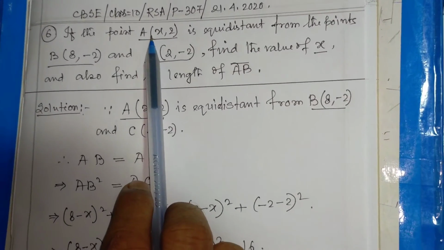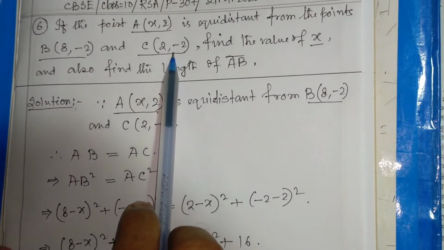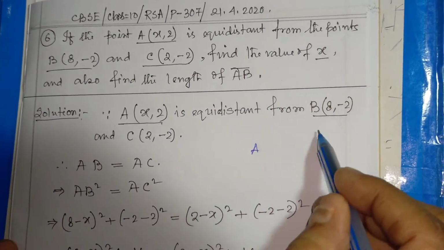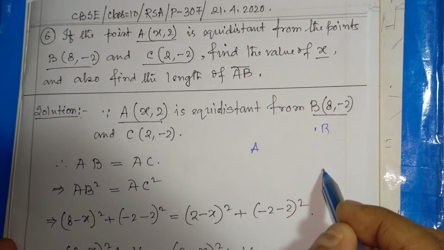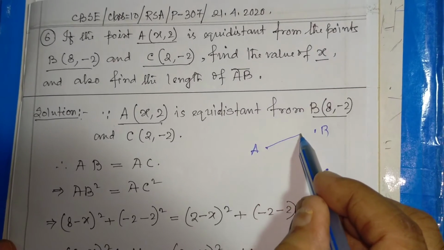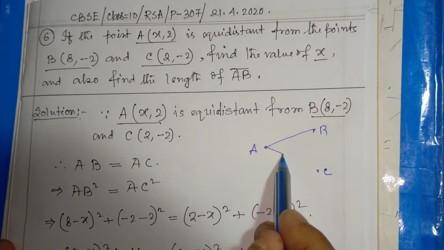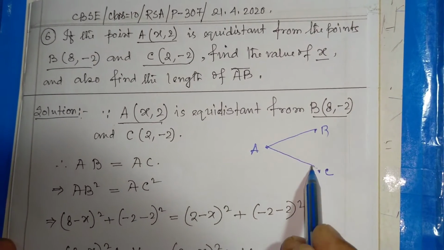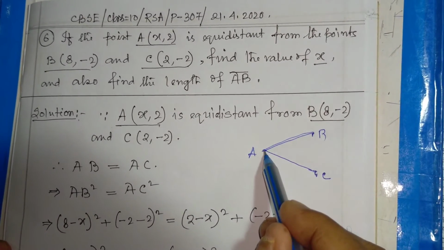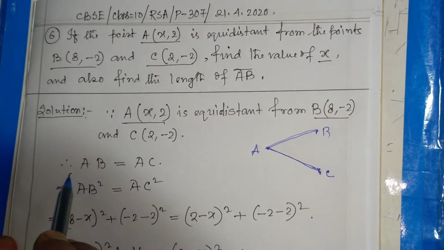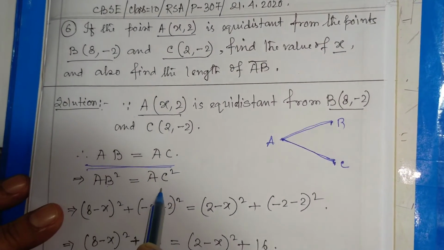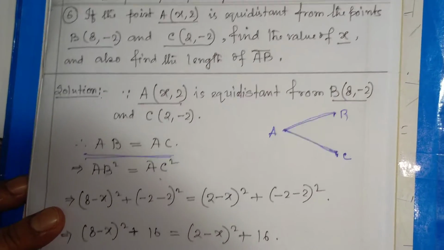Here A is equidistant from B and C. That means suppose this point is A, this point is B and this point is C. It is told that this distance is equal to this distance. At first I want to find AB equal to AC. It means that AB square equal to AC square. Squaring both sides we get that.